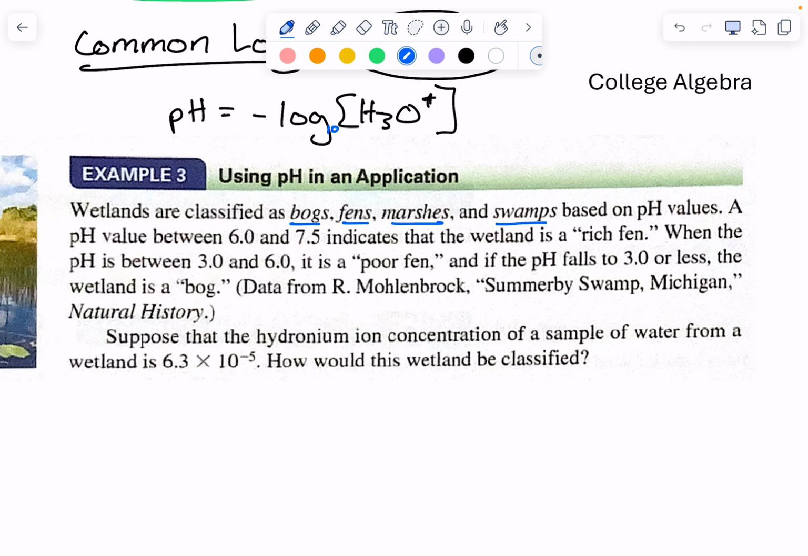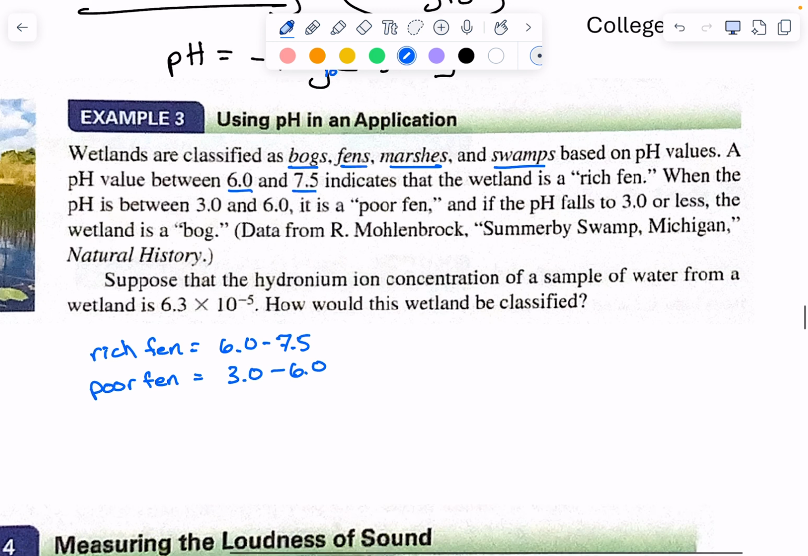Based on pH values, a pH value between 6 and 7.5 is a wetland, a rich fen. 6.0 to 7.5, that's what that's considered, a rich fen, okay? Below that it is considered a poor fen. I have no idea what this is. If it's between 3 and 6, that would be acidic, right? Like we're talking about, like if it's good for producing things, I guess.